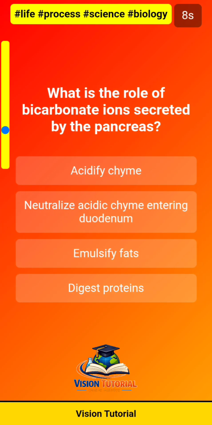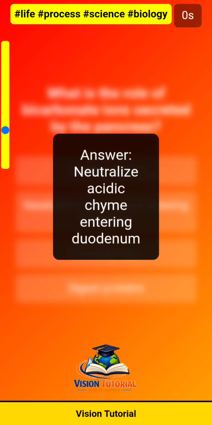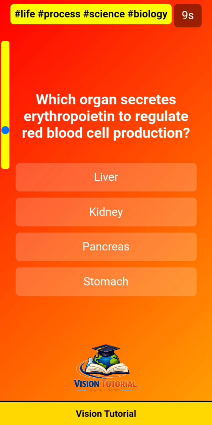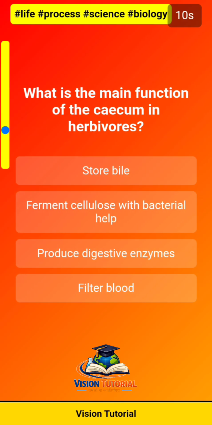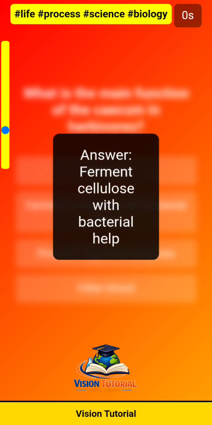The question is, what is the role of bicarbonate ions secreted by the pancreas? Answer: neutralize acidic chyme entering the duodenum. The question is, which organ secretes erythropoietin to regulate red blood cell production? Answer: kidney. The question is, what is the main function of the cecum in herbivores? Answer: ferment cellulose with bacterial help.